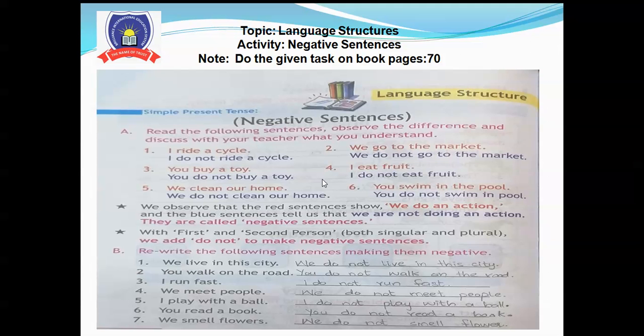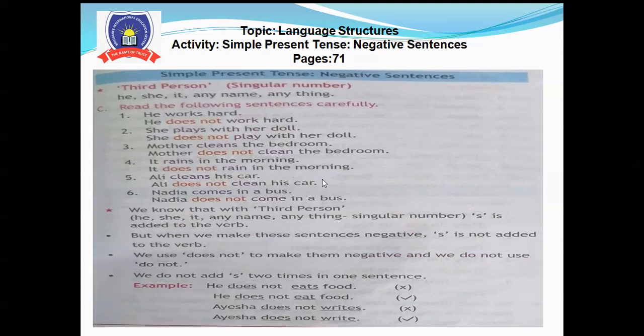Now, moving to the next page, page number 71. Here it says: simple present tense negative sentences, third person singular or plural. I have told you what the first person and second person are. I have told you that the first person means the speaker and the second person means the listener. Okay, so what will be the third person? Can you tell me?